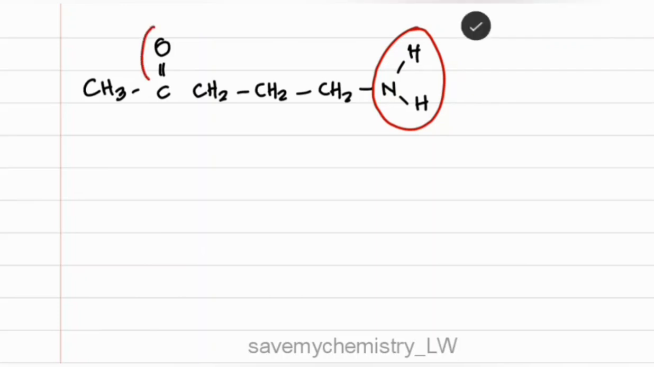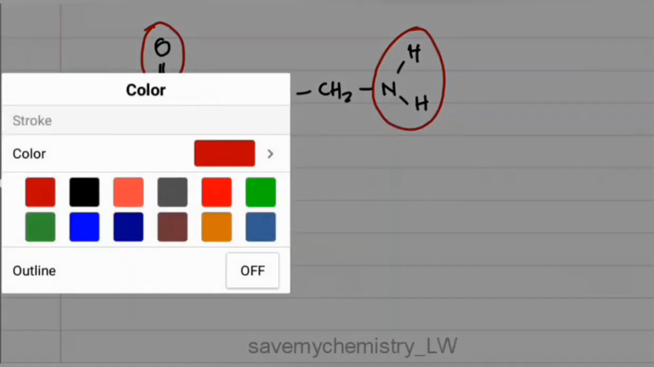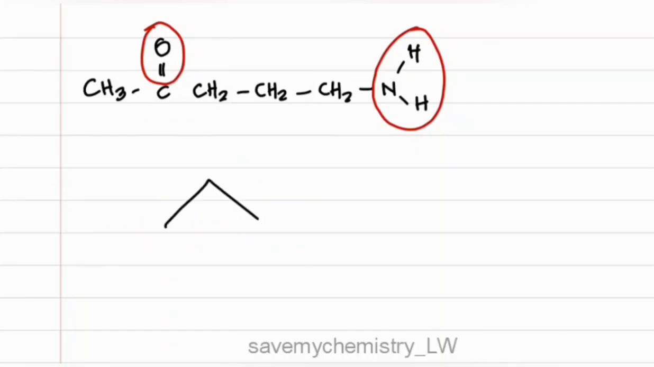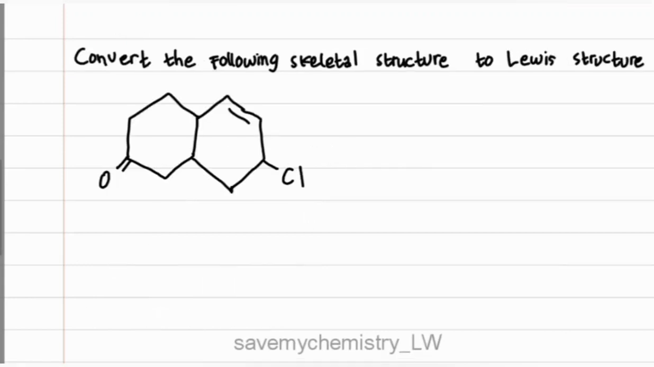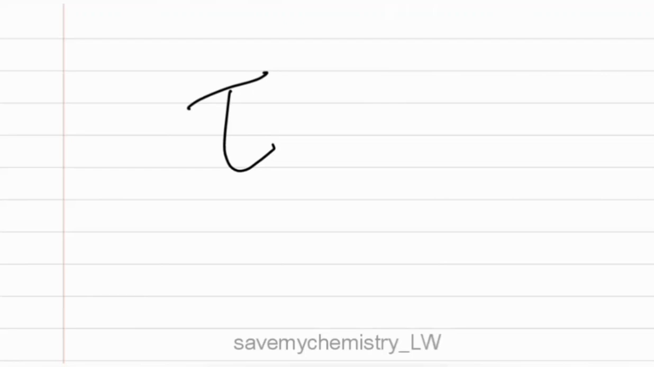Okay, what if it has other substituents, for example amine, NH2, and then a C=O ketone, for example like this structure. After this you can do the exercise. Draw the following molecule using a skeletal structure, or you can convert the following skeletal structure to a Lewis structure.